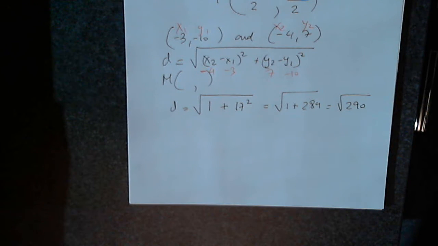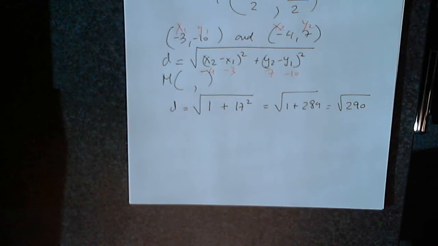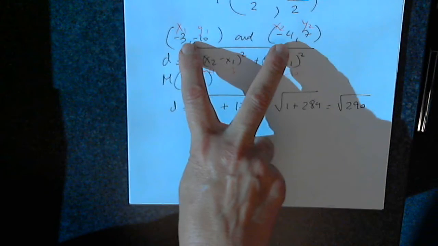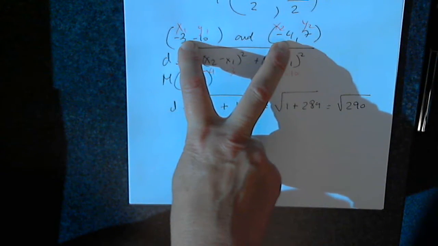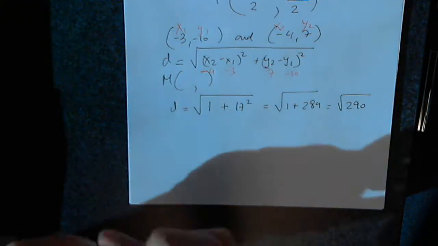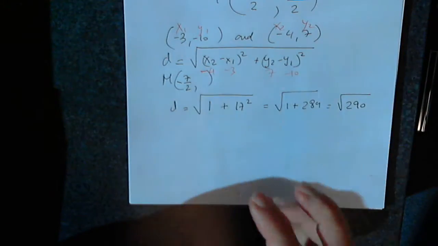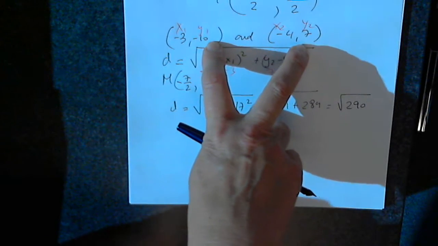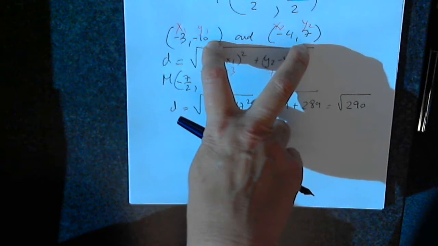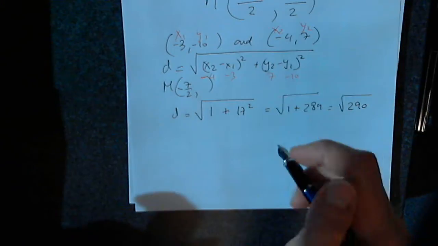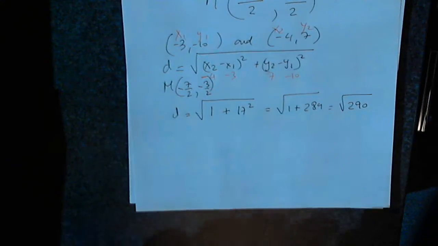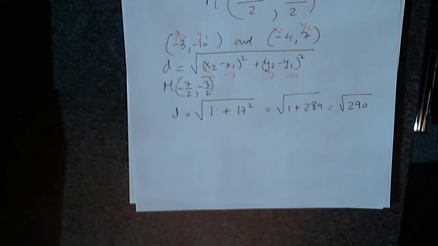Any questions? Now the midpoint. Please add these two values of x. What do you get? Very good. So it's -7 over 2. Please add up these two values of y. Very good, which is -3/2. So the midpoint is -7/2, comma, -3/2. Any questions?